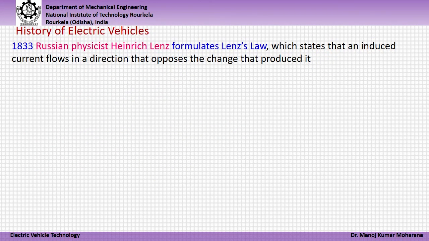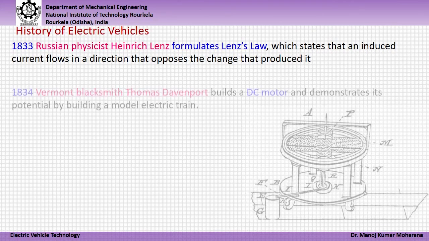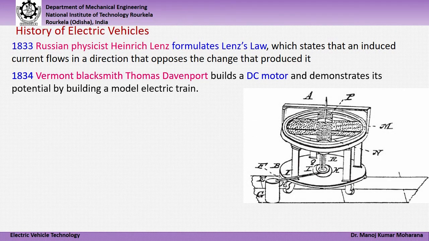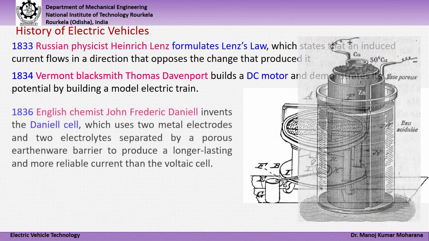In the year 1833, Russian physicist Lenz formulated the famous Lenz's law, which states that an induced current flows in a direction that opposes the change that produces it. In the next year, Vermont blacksmith Thomas Davenport basically built a DC motor, and he demonstrated its potential by building a model electric train in the year 1834.